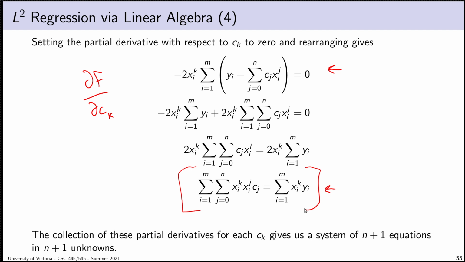And if we stare at this for a while, it might be clear from the double summation and this other summation that maybe we're looking at something relevant to matrices. But certainly we notice that this appears to define a system of equations. And it turns out if I consider the collection of all partial derivatives, I will get a system of n+1 equations in n+1 unknowns. So why n+1? Well, because if I'm deriving a polynomial of degree n, there are n+1 coefficients, because there's going to be a coefficient on the x to the 0 term.